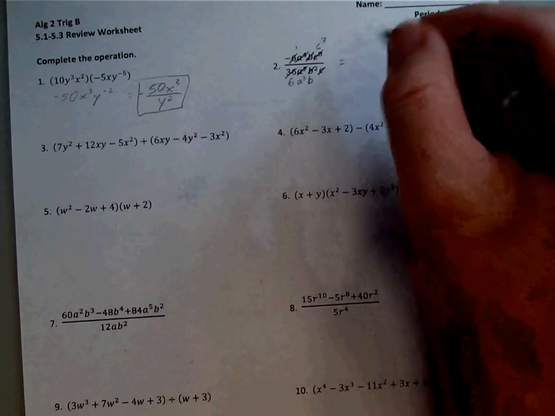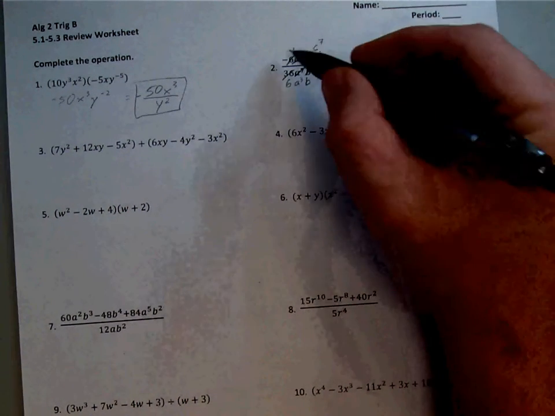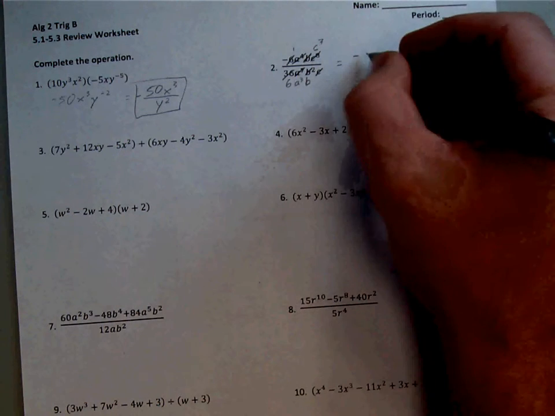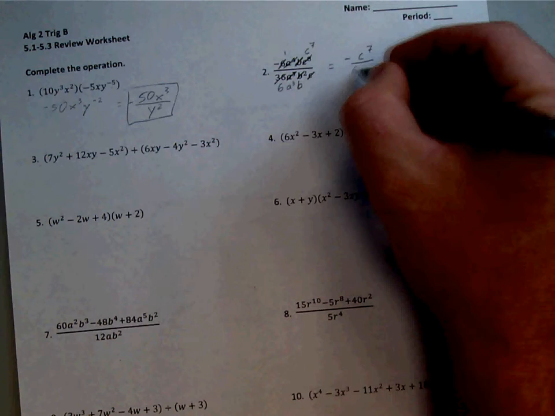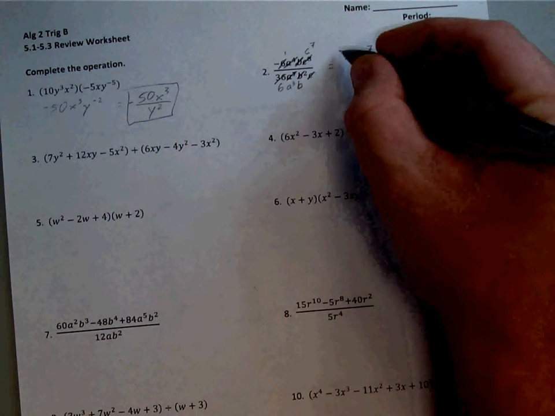So what am I left with? In the top, I've got a negative c to the 7th over 6 a cubed b.